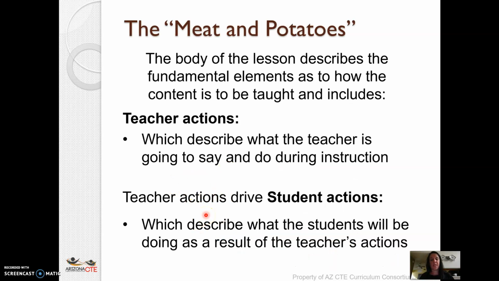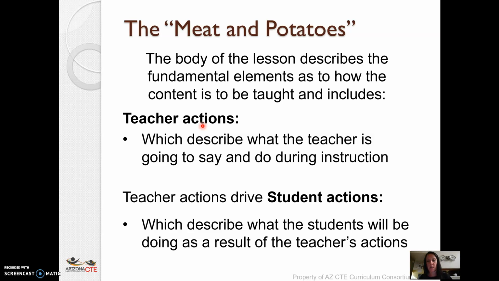The lesson plan body is the meat and potatoes of the lesson plan. It really focuses on two things. The teacher actions: here it's going to describe what the teacher is going to say, again, script it, and do during instruction. But it's also going to describe what the students are going to be saying and doing. And I think that's something that was missed a lot in your last lesson plans. So for instance, it would say, go over Smartboard. Well, what's on the Smartboard? What are you going to say at each of those slides?